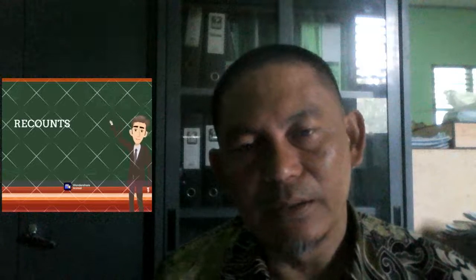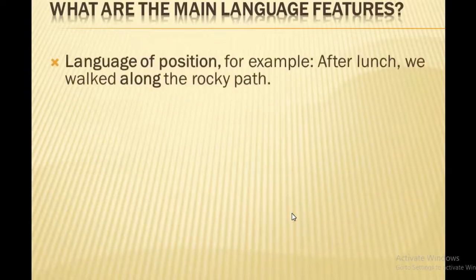And then, what are the main language features of recounts? The first is language of position. For example, after lunch, we walked along the rocky path. Along the rocky path is a language of position to show the position of walking.